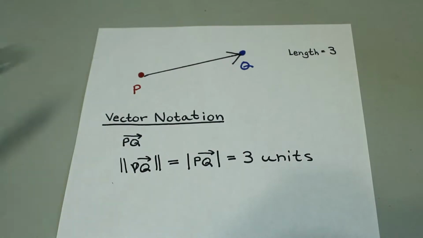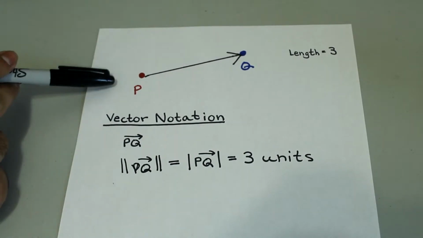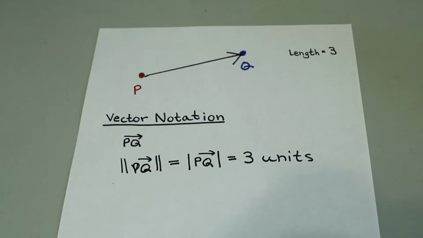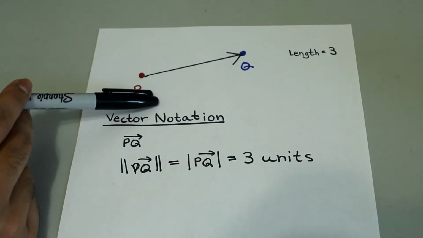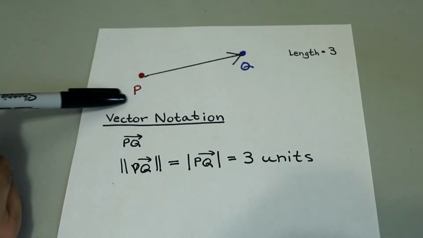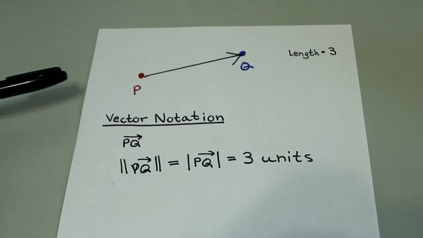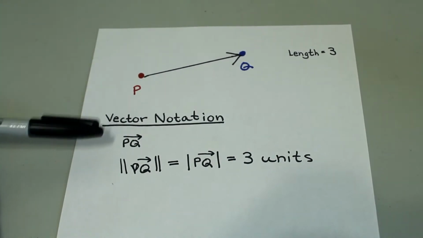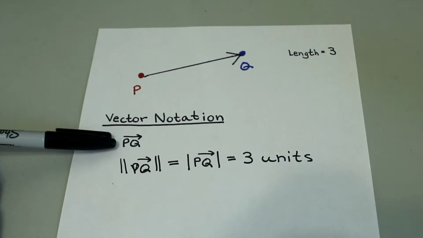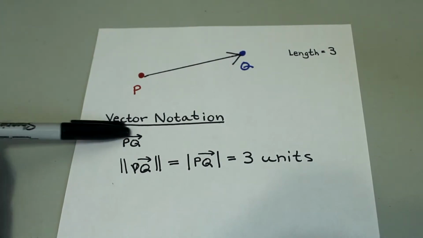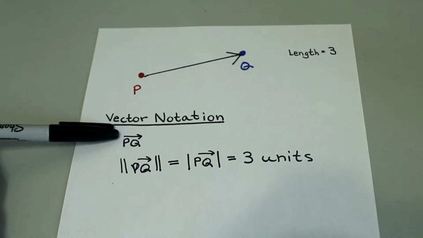A vector is a directed line segment with an initial point and a terminal point. The length of the directed line segment represents the magnitude of the vector, and the direction in which the arrow is pointing represents the direction of the vector. In this example, the vector has point P as the initial point and Q as the terminal point. If you are describing this vector, you would write PQ with an arrow on top pointed towards the Q, which is the terminal point.